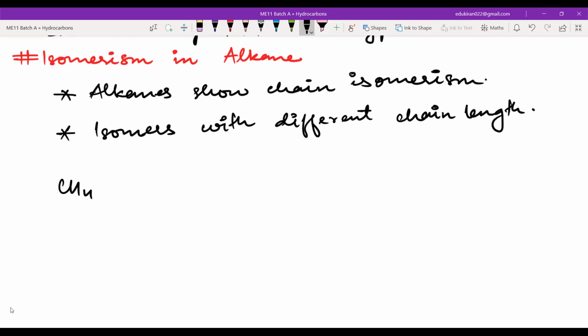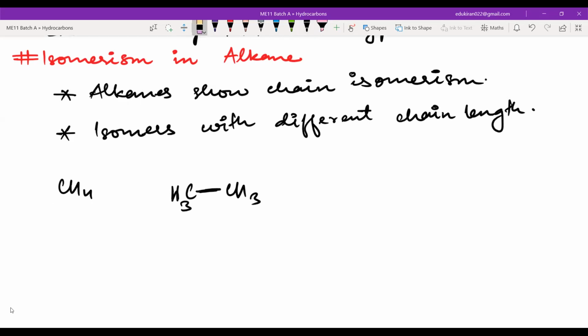So if you have CH4, then obviously you cannot have chain isomerism because there is not even a chain. You just have only one carbon atom. So CH4 will not show any type of chain isomerism or any isomerism. Then if I move to the next alkane in the series, we have C2H6, which is CH3 bonded to CH3. Now this also cannot have any. We have only one link here.